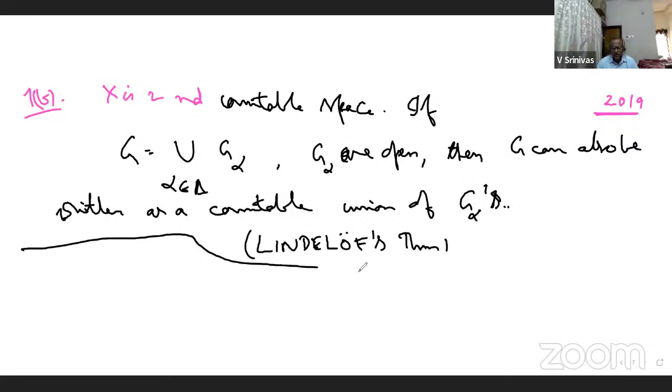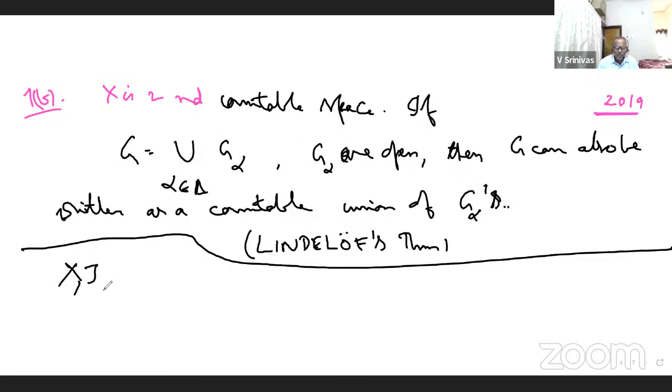For that, you need to understand the concept of base. Say you have a topological space X comma tau, right?